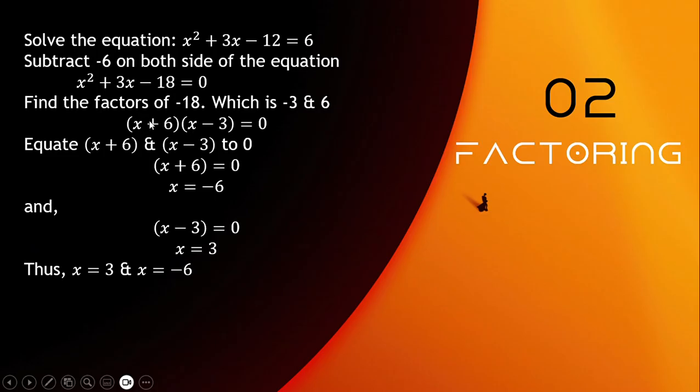And then we equate these 2 terms to 0. What happens is x plus 6 is equal to 0, so our x becomes negative 6. That's our first x. And then the other one, x minus 3 is equal to 0. Then we transpose the negative 3 to the other side, then x is equal to 3. Thus, the values of x are negative 6 and 3.